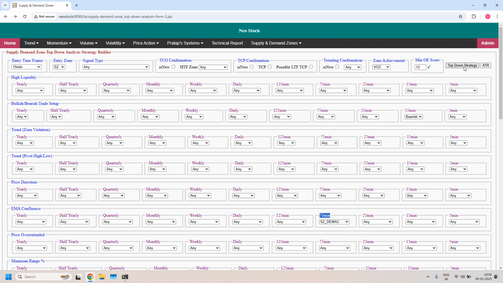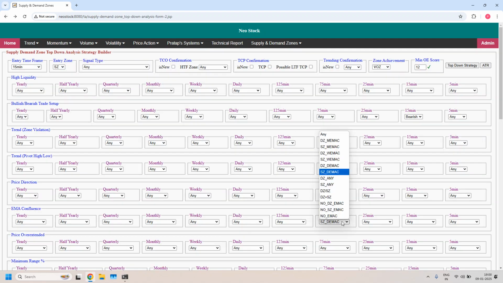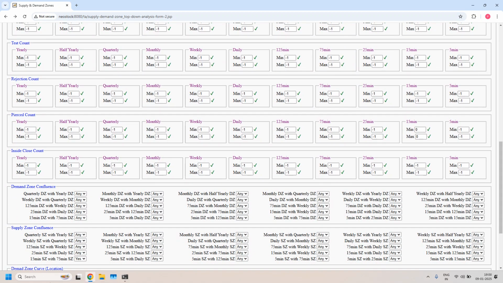Let's filter. One stock is filtered. So this is an even higher probability trade setup of 15 minute supply zone. Okay, next let us look for LTF, ITF and HTF supply zone confluence. I am removing this EMA filter. In the supply zone confluence, 3 filters we have to set.